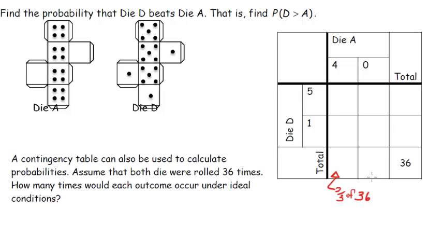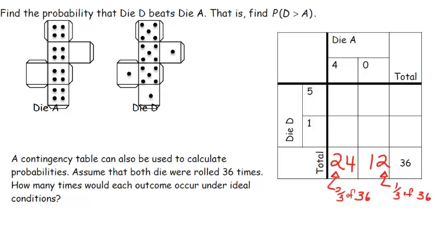And how many times do I get a 0? Well, that would be 1/3 of 36. So under ideal circumstances, I would think that 24 times I would get a 4, and 12 times I would get a 0. So I can fill in my table accordingly.